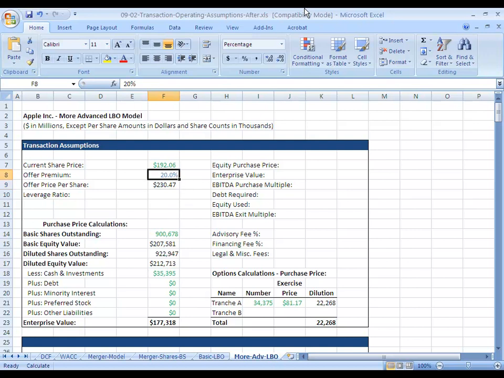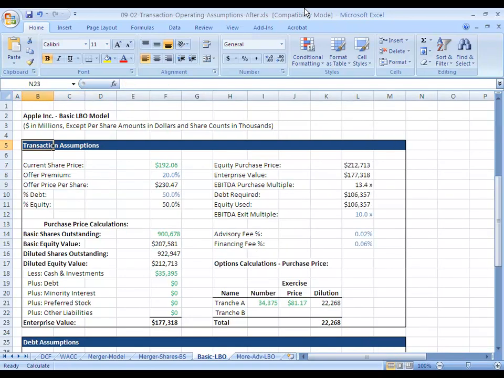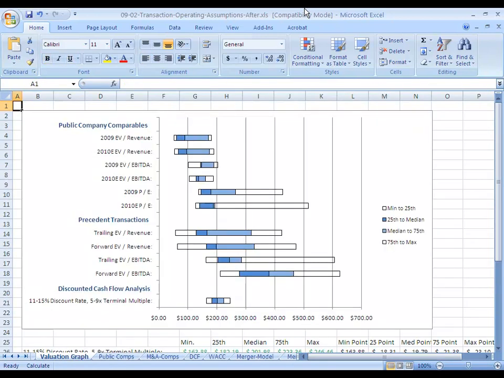As I mentioned in the more basic LBO videos, the offer premium, the price that we're paying for this company, you would determine this by looking at a valuation very similar to what we did for Apple. Actually, going back to our valuation graph, you would create something like this to establish a range of different possible values, and you would normally pick something in the middle for your baseline assumption. In this case, if we were being more conservative, it looks like $200 per share is roughly in the middle of this range, so we might pick something like that for our baseline assumption here.